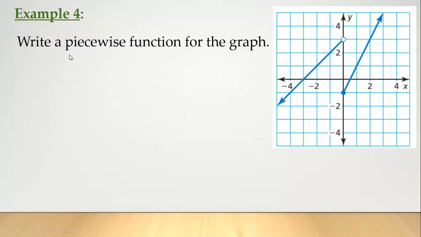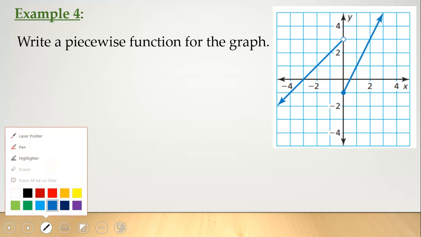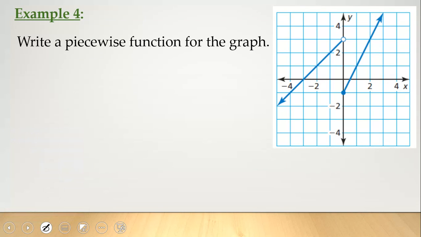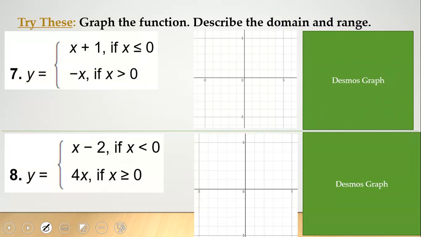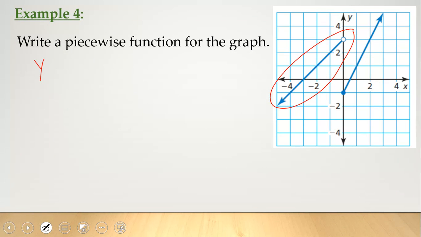All right, now I have to write the piecewise function for each of these. So when we're writing a piecewise function, we're going to follow the model that we have here. We're going to write something that looks like this. So y equals, and we're going to have our brackets. And I'm going to start by writing the restrictions. So this graph that I've circled in red has a restriction of x less than 0.